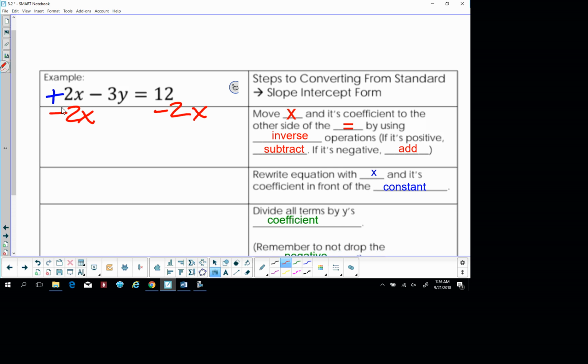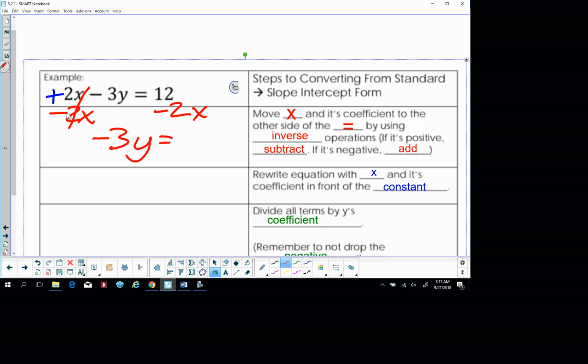And what helps me a lot, so I remember not to combine these two things, because a lot of students want to say that this is 10x. But that's not 10x, because that would have to have an x with it. So I like to stagger it a little bit to the sides so I remember. So these are going to cancel. I'm left with negative 3y equals what? 12 minus 2x.